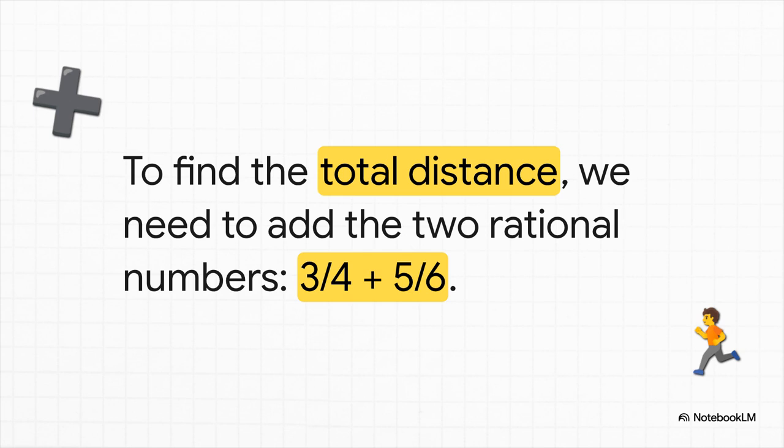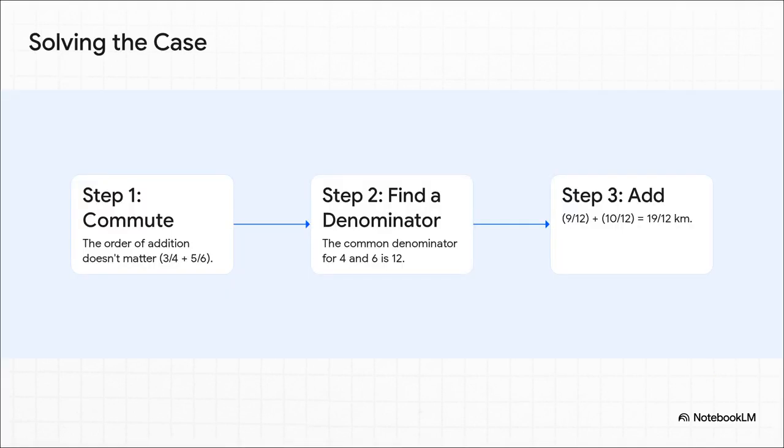So, to solve this, it's pretty straightforward. We just need to do one thing. Add those two rational numbers, those two distances together. And this is where knowing our rules really pays off. Because of the commutative rule, we know it doesn't matter if we add Monday's distance to Tuesday's or the other way around. So we find a common denominator, which is 12, add the fractions, and boom, we've got our answer, 19/12 of a kilometer. Case closed.